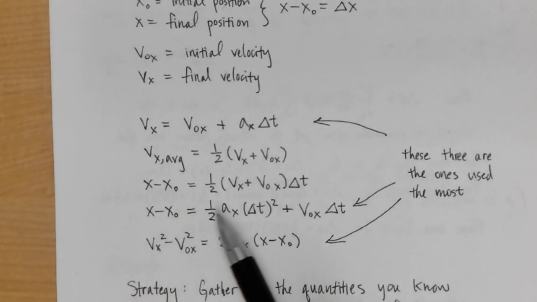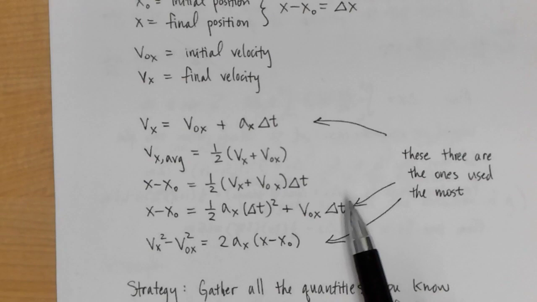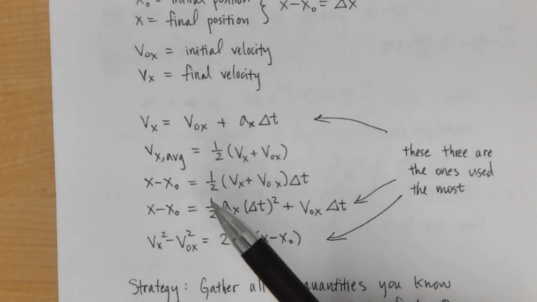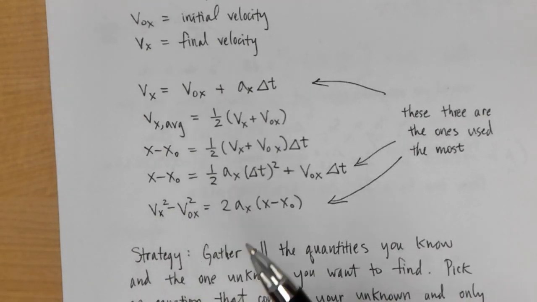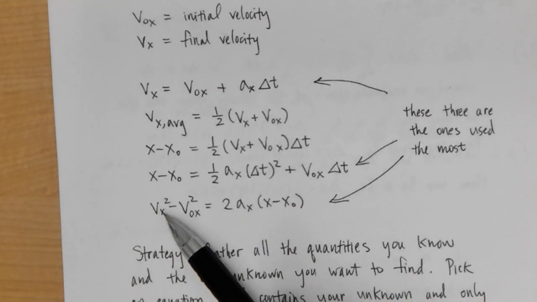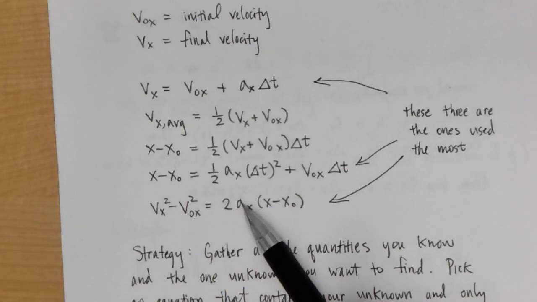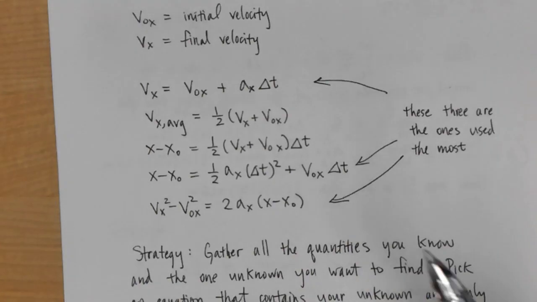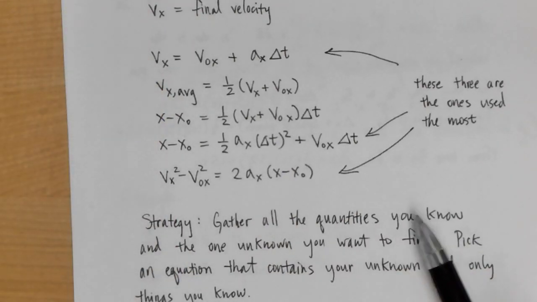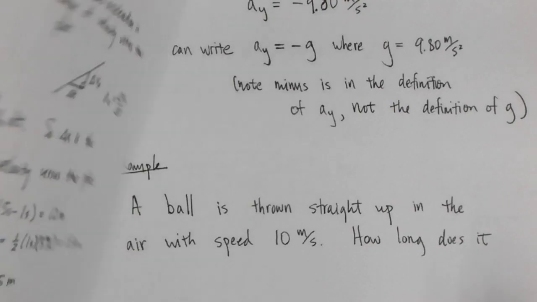x minus x0 is equal to 1/2 ax delta t squared plus v0x delta t. This involves delta t, so if you need something with t involved, use this one. If you need an equation without any t because you don't know delta t, you don't want to know delta t, then use this one: vx squared, or v final squared, minus v0x squared, or v initial squared, is equal to 2ax times delta x, or x minus x0. So what you do is you gather all the quantities you know and the one unknown you want to find, and then you pick an equation that contains your unknown and only things you know.